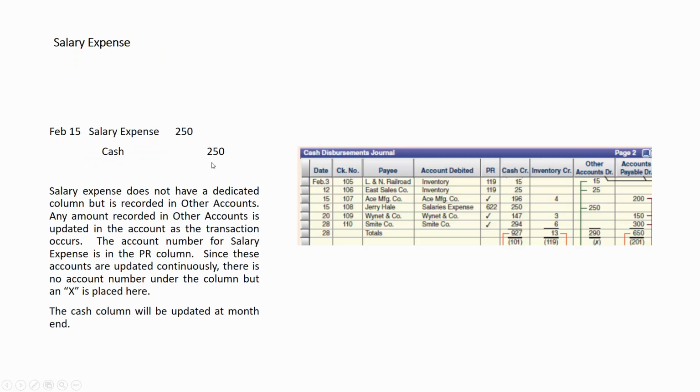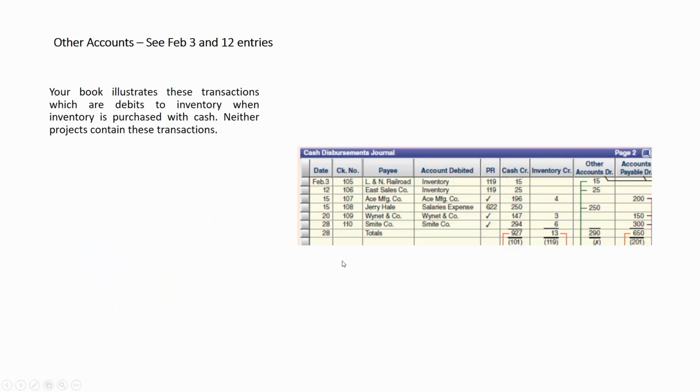All right, salary expense. Now we're paying salaries. Salary expense doesn't have a dedicated column, but it's recorded in other columns. Any amount recorded in other accounts is updated in the account as the transaction occurs. The account number for salary expense is in the PR column. Since these accounts are updated continuously, there is no account number on the column, but an X is placed there. The cash column will be updated at month end. So here we're paying salaries. We describe it as salary expense. This has the salary expense general ledger account number, crediting cash, debiting salary expense. It's under salary expense, which is updated daily as these transactions occur, and so it'll receive an X.